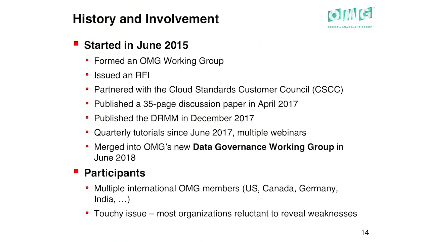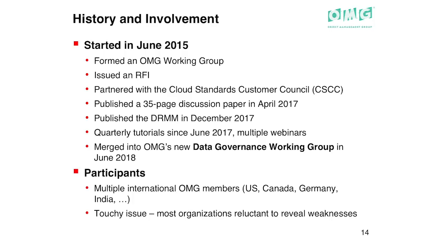So we started 3.5 years ago. As I said, we formed a working group. We issued an RFI. We partnered with the Cloud Standards Customer Council, which no longer exists. It's become the Cloud Working Group of the Object Management Group, and I also co-chair it, so it's a little bit incestuous, but at least it means the two efforts are well coordinated. I'm not that schizophrenic. We published a discussion paper, we published the maturity model, and we've given a whole series of tutorials and webinars. Most of those webinars are recorded and available for replay. If you need more information, let us know.